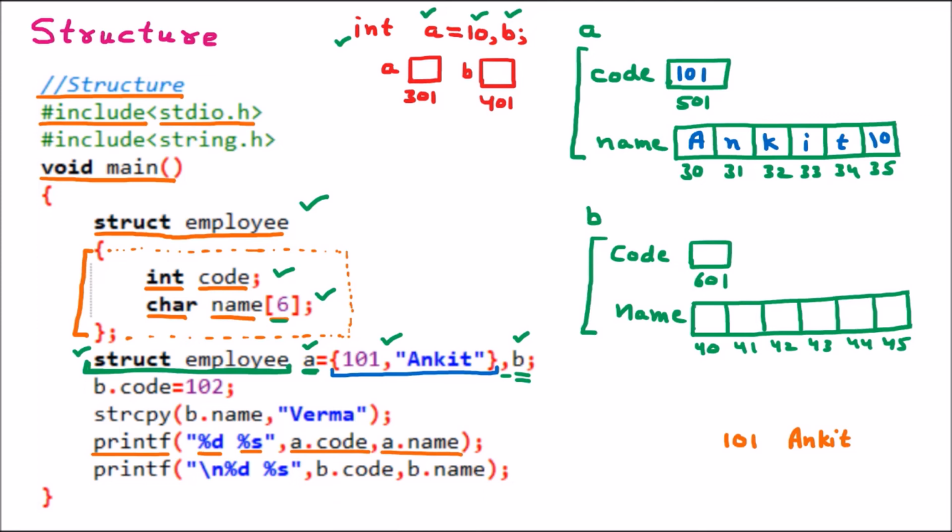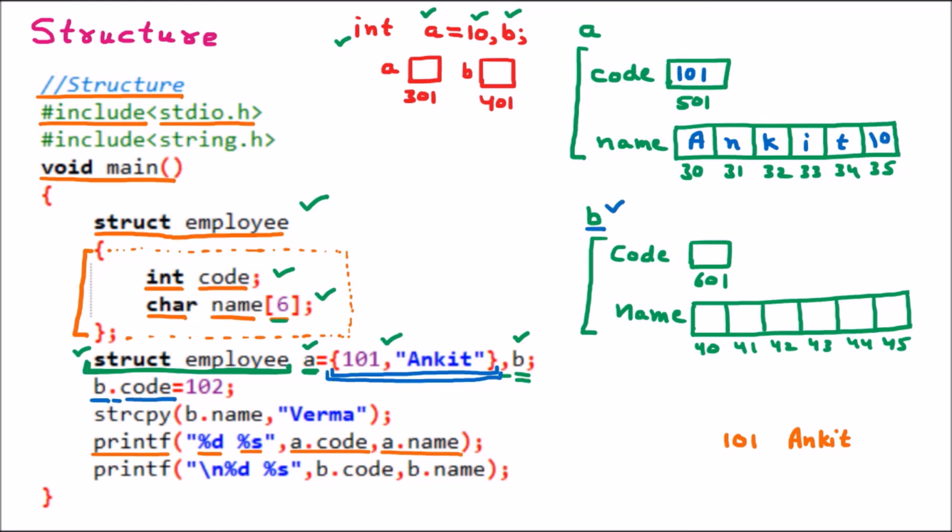We know that one way of initializing the structure is simply providing curly brackets, then afterward 101 comma, here we provide Ankit. So this is one way. If you want to provide by using variable dot element, that is also fine. So here I am using the second way. I am using here B. So B is the variable. So B dot. Dot means going inside code.